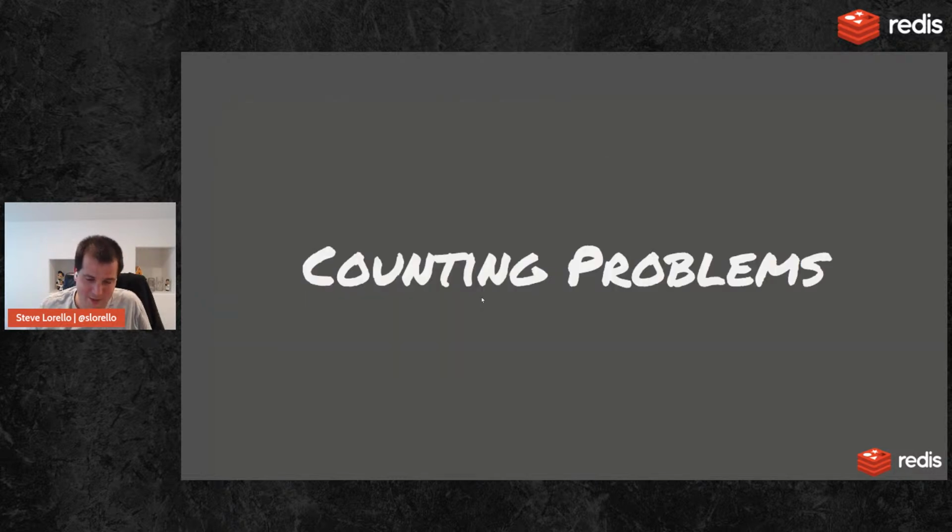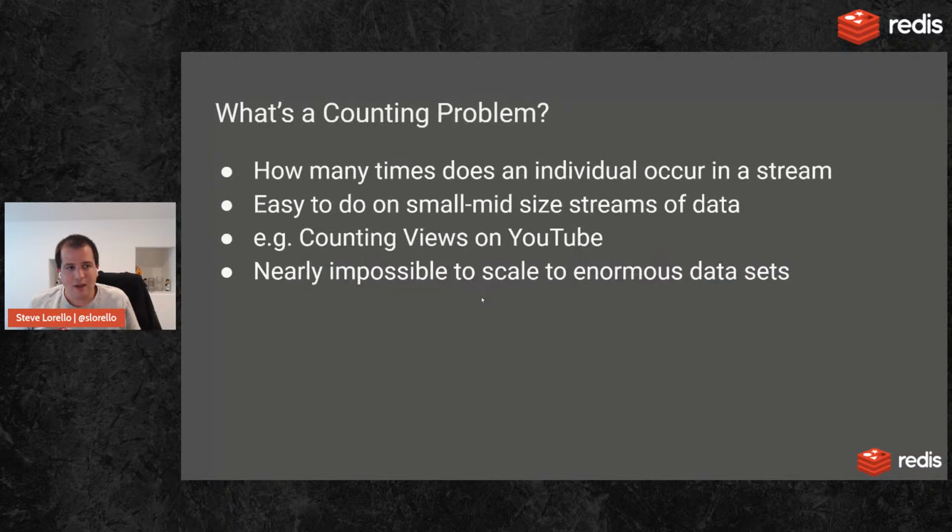So that brings us on to our next problem: counting problems. So what are counting problems? There are all sorts of combinatorial counting problems, but in this case, we're referring to how many times an individual set number occurs in a stream. So this is easy to do for small streams of data. But an example where this could be really hard is counting views of a video on a web service like YouTube. So this is nearly impossible to do well at scale with enormous data sets.